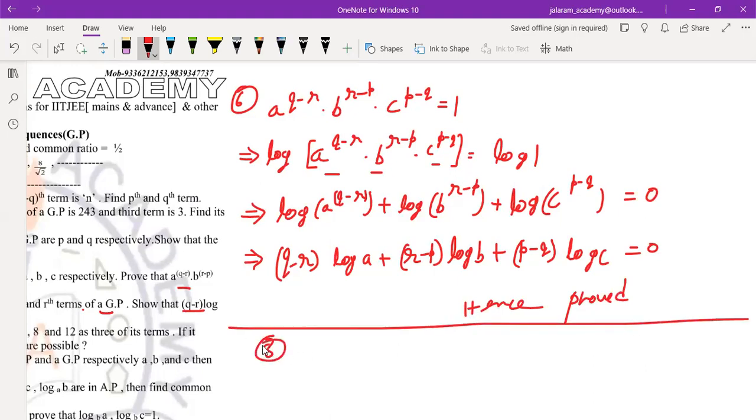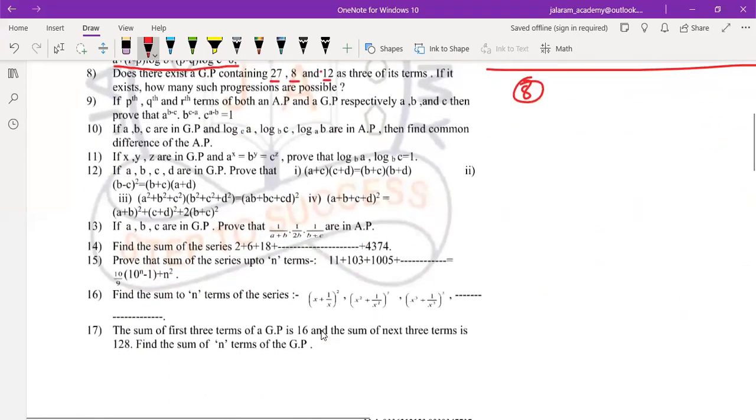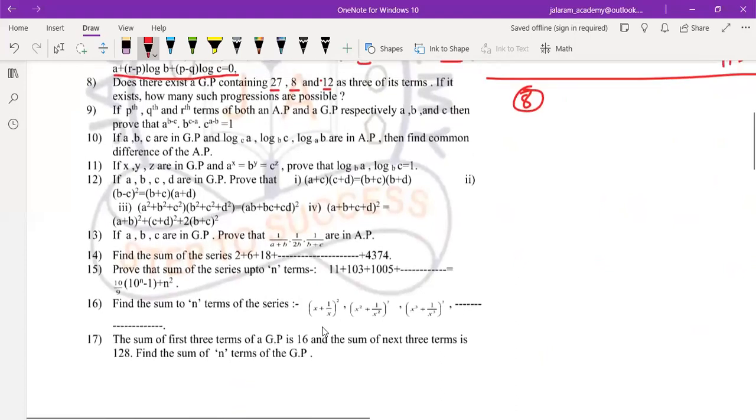Now in question number 8, we have to find whether it is correct or not. Does there exist a GP containing 27, 8 and 12 as three of its terms, not three consecutive? Is that clear to you? We have to find the GP.